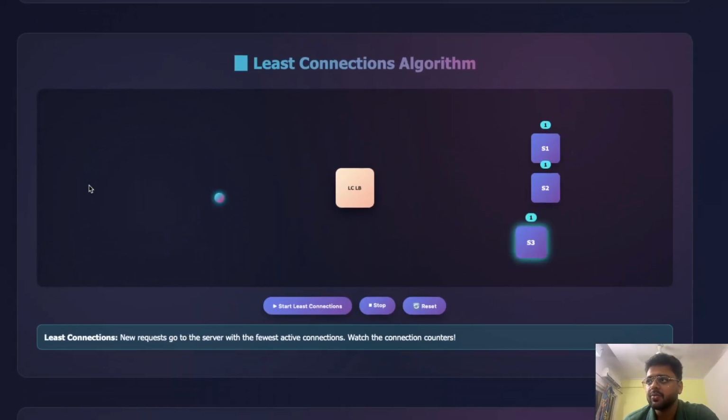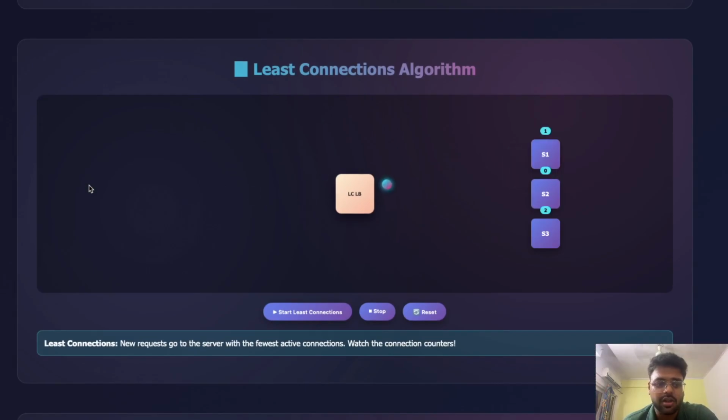So now we will discuss the least connection algorithm. The least connection algorithm does not blindly send requests like round robin. It sends new requests to the servers that currently have fewer active connections. Initially the requests go to S1 and S2, one connection each, and after processing, let's say S1 is more powerful, so it processes the request faster than S2.